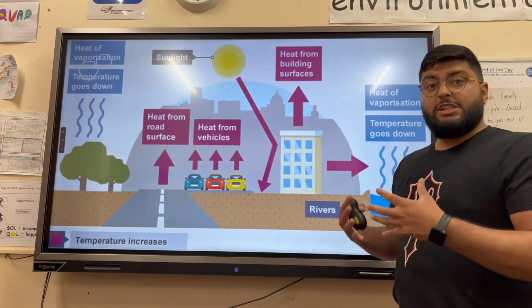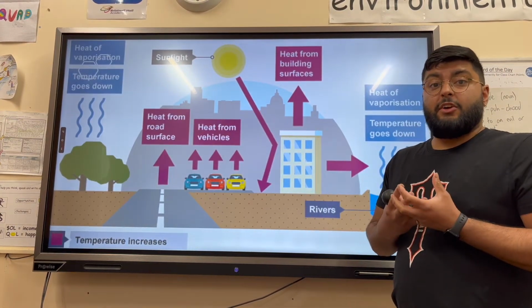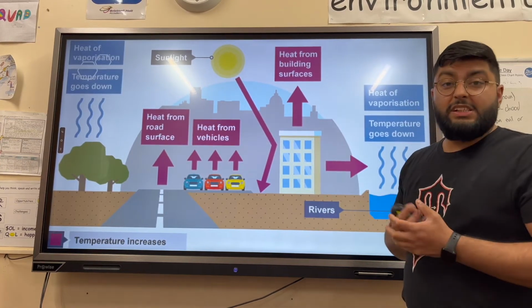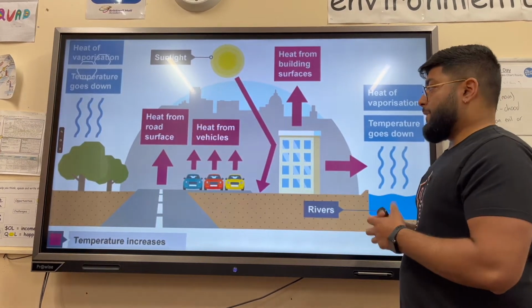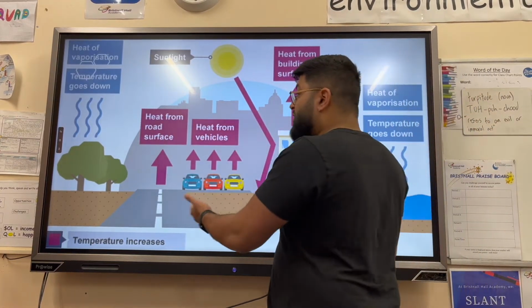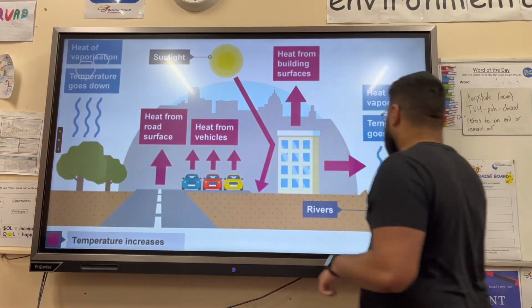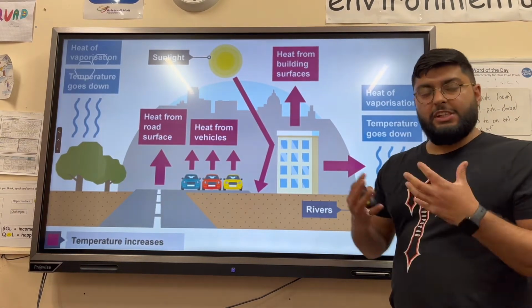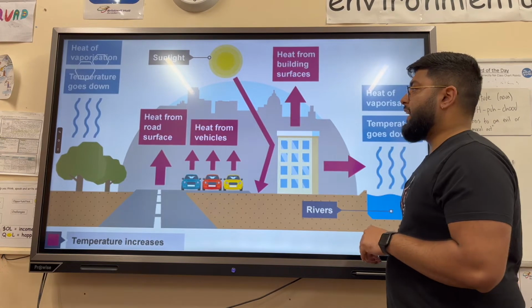On microclimate, this is where a small area has a very distinct or slightly distinct climate from the surrounding area. There's lots of things that affect whether a place has a microclimate. So in a city, it could be heat from a road surface or concrete, heat from vehicles, but also heat building up from building surfaces because they absorb a lot of heat because they are darker.